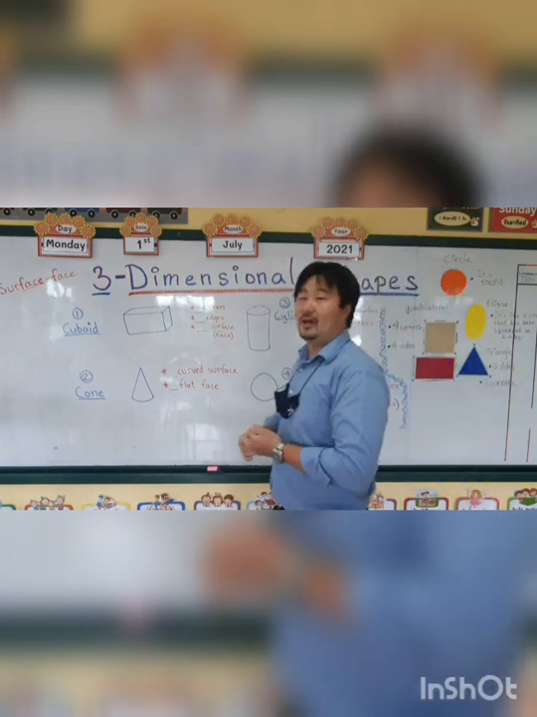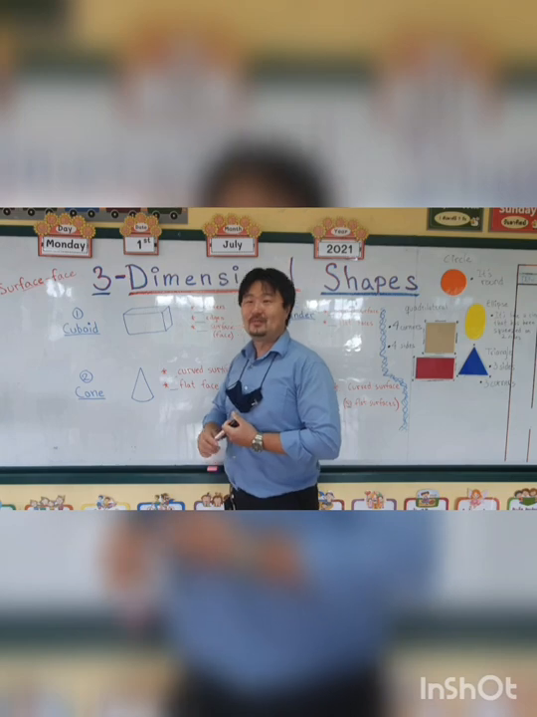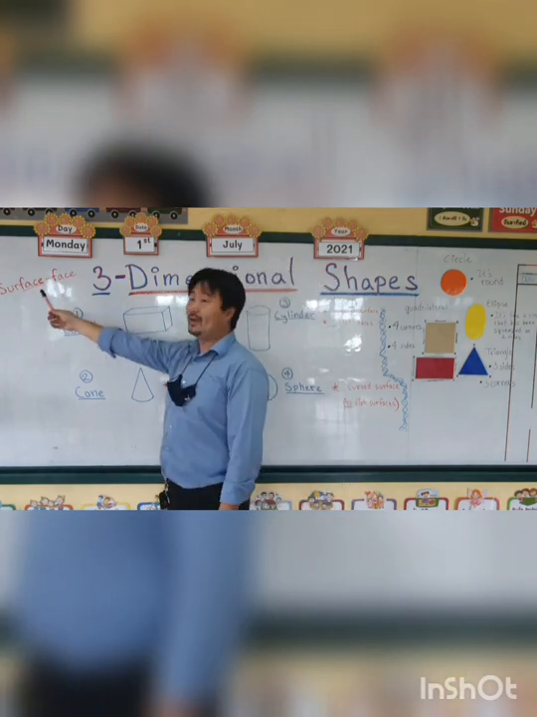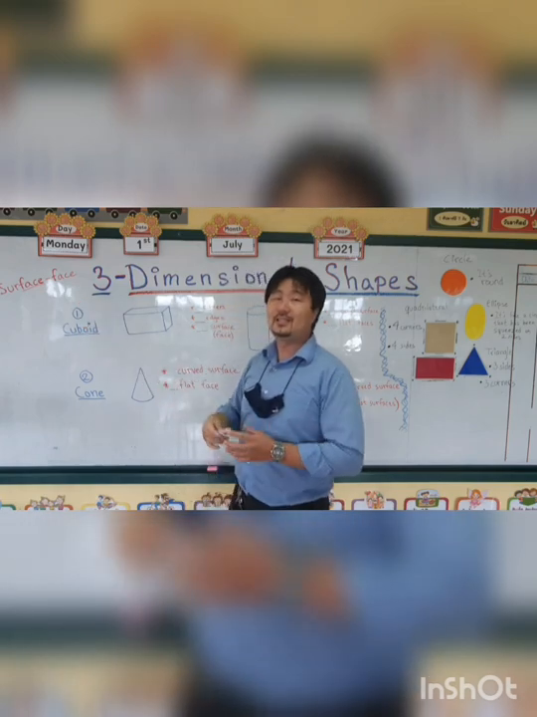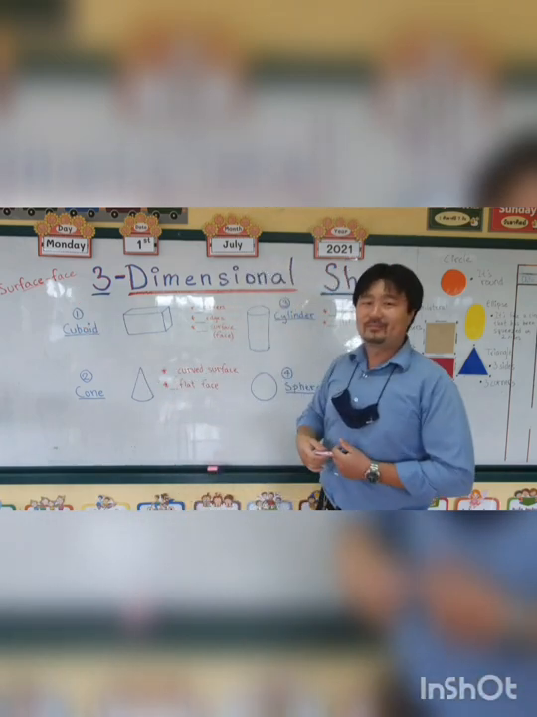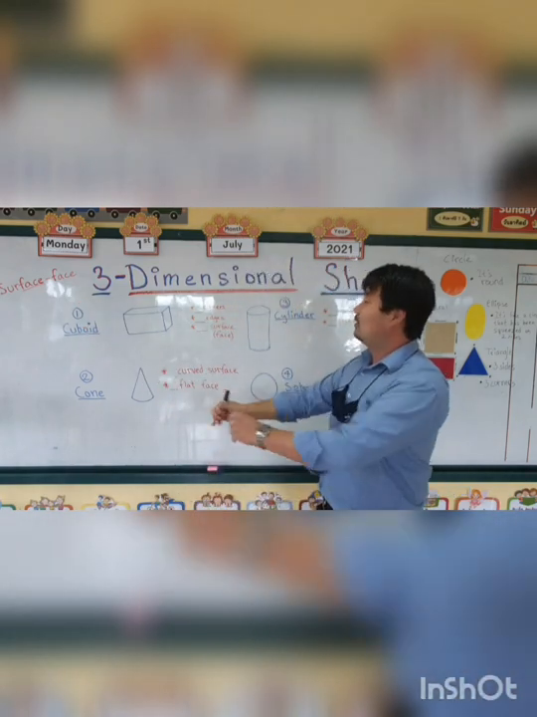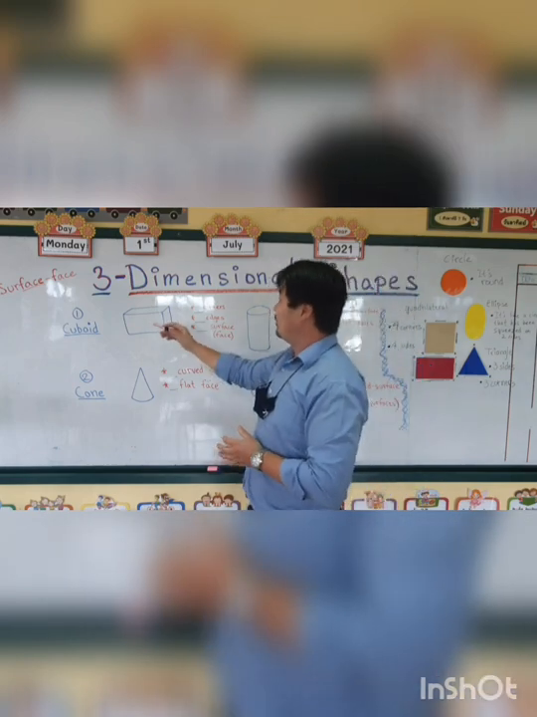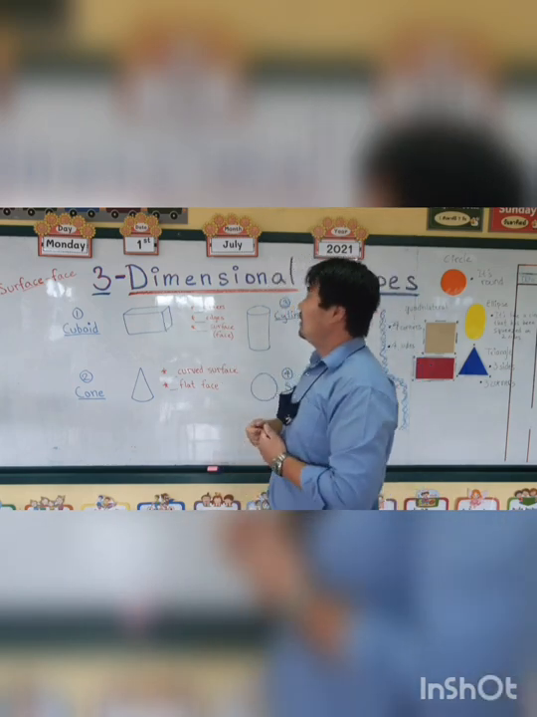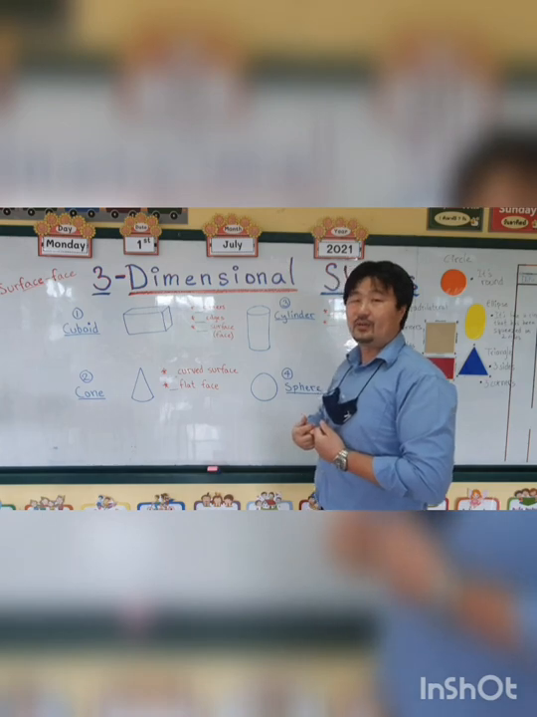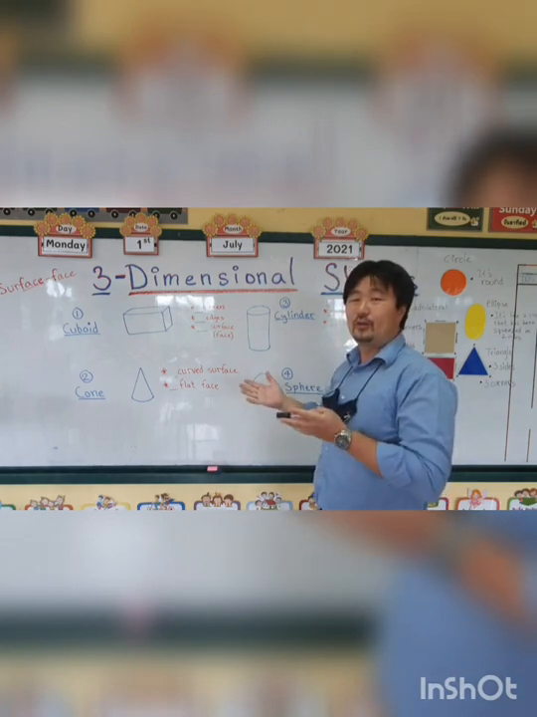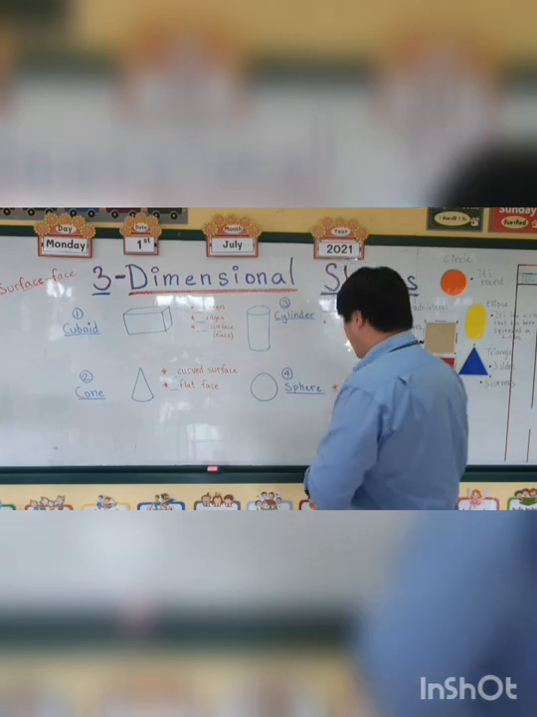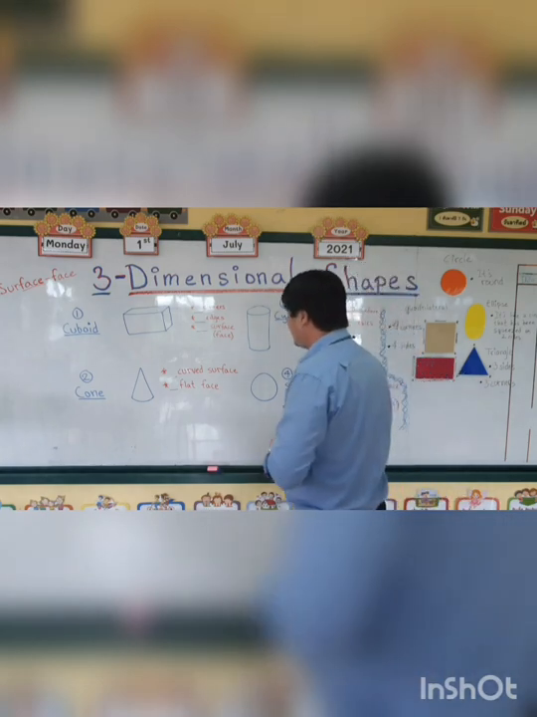Okay? I hope you understand. So when I say or write or read surface or face, it means the same thing. Alright, now let's go into the cuboid. Let's see what are the criteria for cuboids. What makes a cuboid? Okay, so let's look into that.